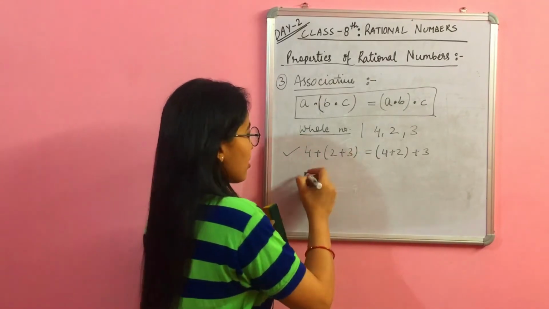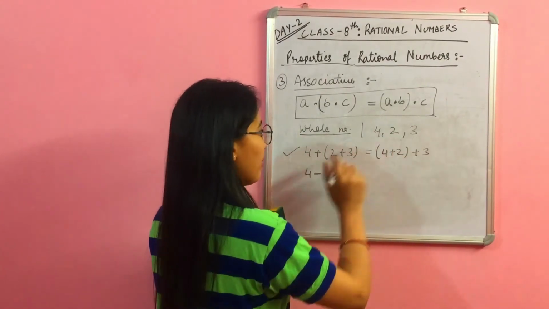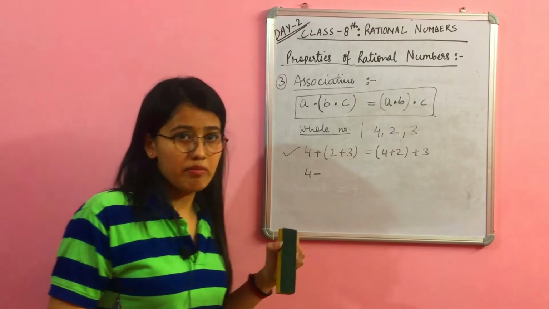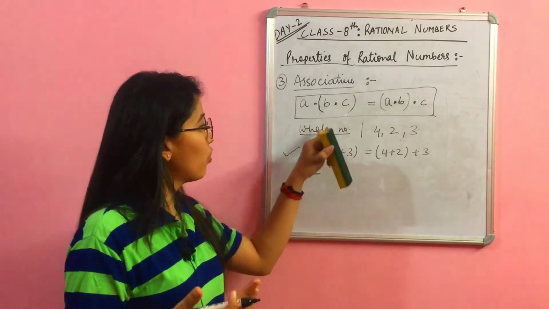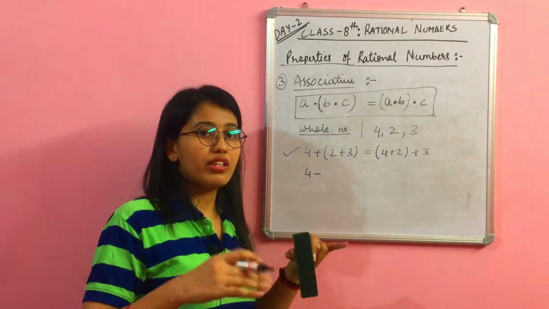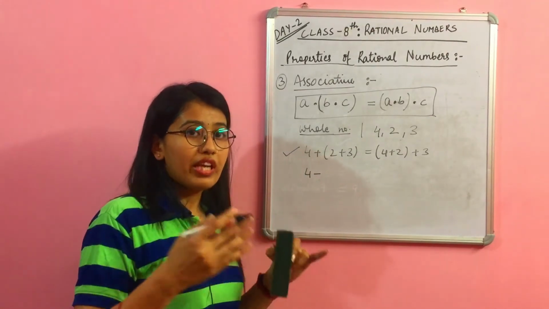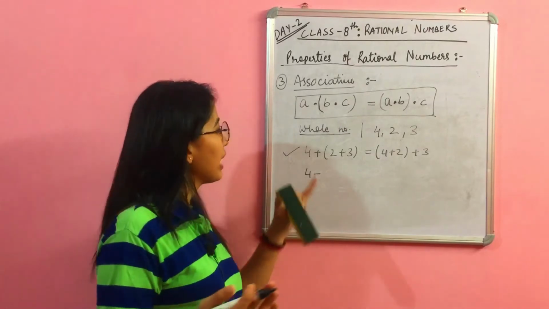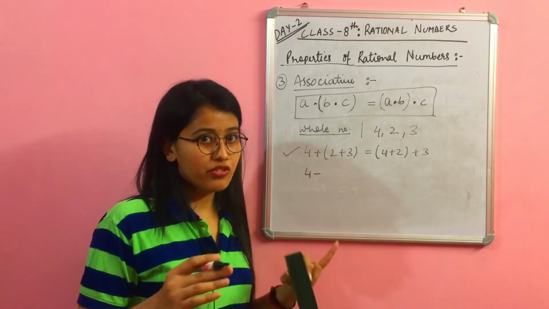Now let us check for subtraction as well. We will take the same elements 4, 2 and 3. You can take any element. Okay, you can take any element of whole numbers. We are taking the set of whole numbers. तो आप कोई भी element ले सकते हैं, whether it is 10, 20, 30, 15, 35, 45. आप कोई भी element लेंगे तो ये condition addition के केस में satisfy कर रही होगी.